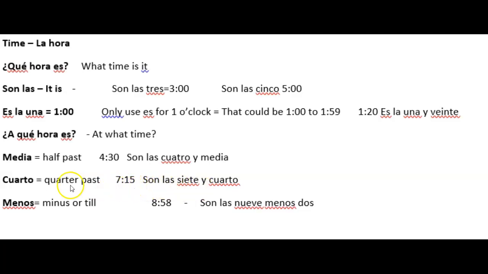7:15. And then finally we learned a phrase, menos, which means minus or till. So if we're close to an hour and we want to round up and say it's 2 minutes till 9, we would say son las 9 menos 2. So instead of saying it's 8, we would go up. We would say son las 9, and then we'd say menos, and then the minutes it takes to get to 9 o'clock. So since it's 2 minutes till 9, dos right here.